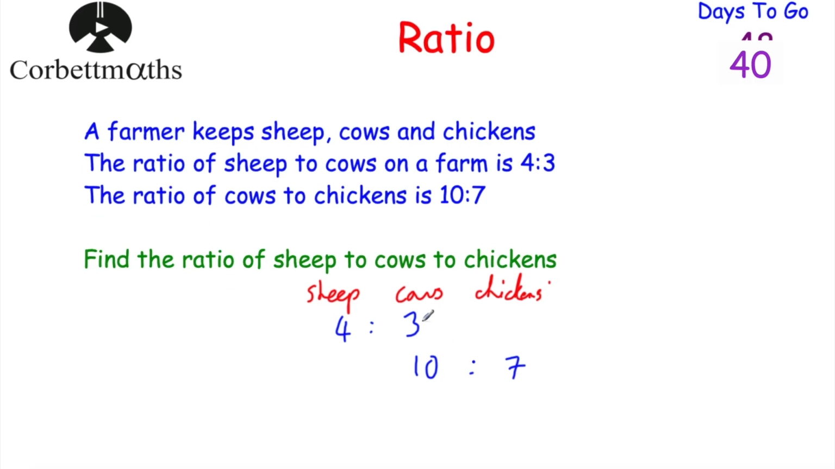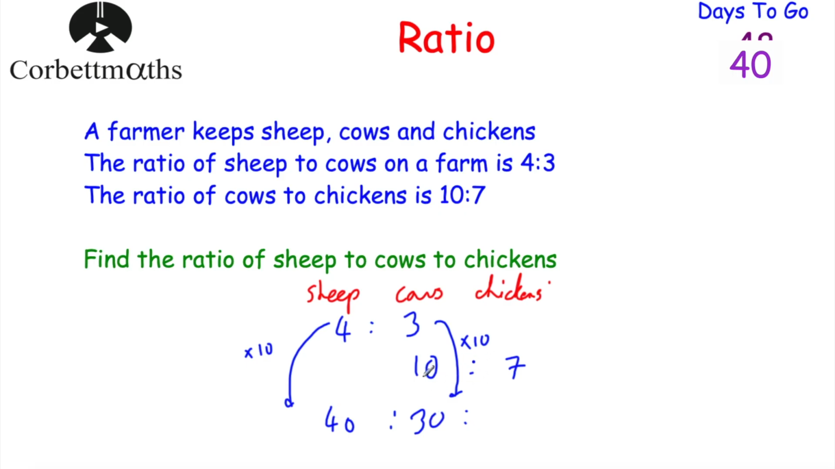Now if we have a look here, we know for every 3 cows there's 4 sheep. And we know that for every 10 cows there's 7 chickens. So if we had, for instance, 30 cows, and I've chosen 30 because it's a common multiple of 3 and 10, you could have chosen 60 or 300 and so on, but I've just chosen the lowest common multiple of 3 and 10, which is 30. If there's 30 cows, it'd be 40 sheep. Because to get from 3 to 30, we multiply by 10. And then we would multiply the 4 by 10, and 4 multiplied by 10 is equal to 40.